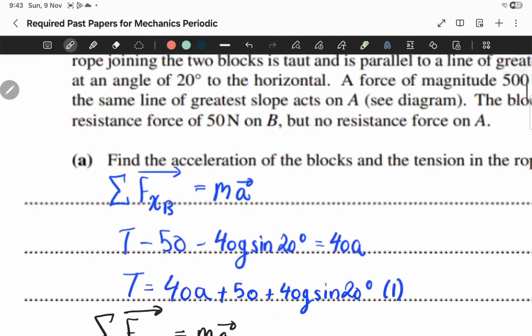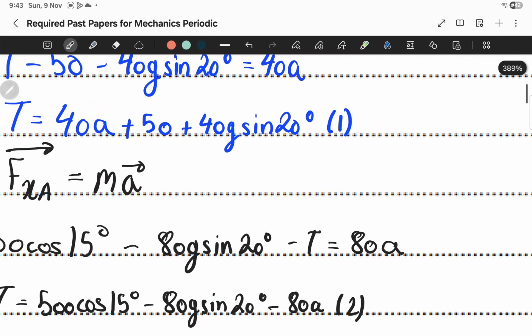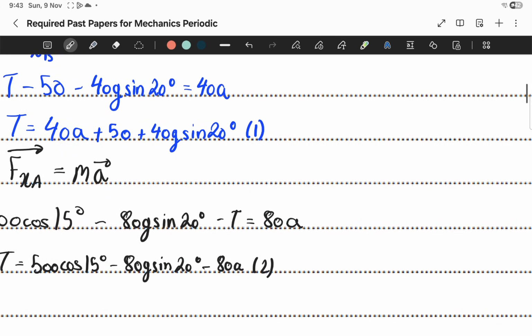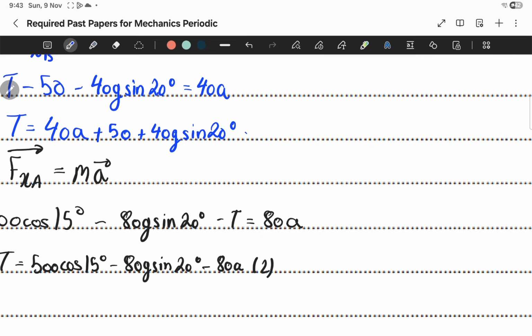Now, personally, you can leave it in terms of g. It's fine, because in the end you can either factor them out or it will cancel out, so it doesn't matter, and you solve with it on the calculator. But I prefer to actually just solve for g. To take g, in the past papers, they're all 10. So tension is equal to, for equation 1, 40A plus 50 plus 400 sine 20 degrees. Okay, this is now equation 1.